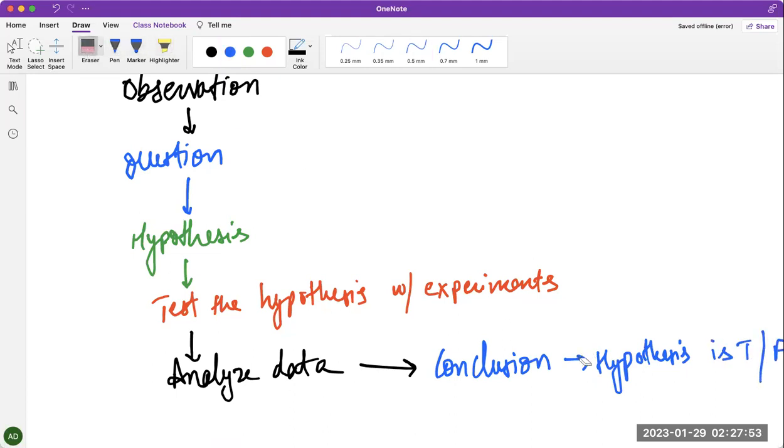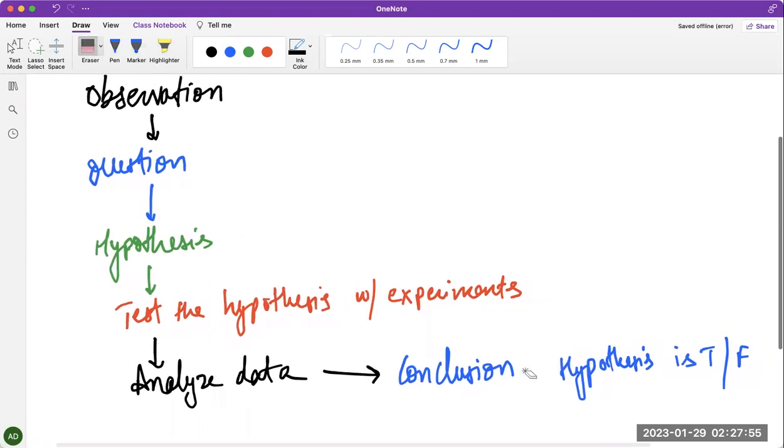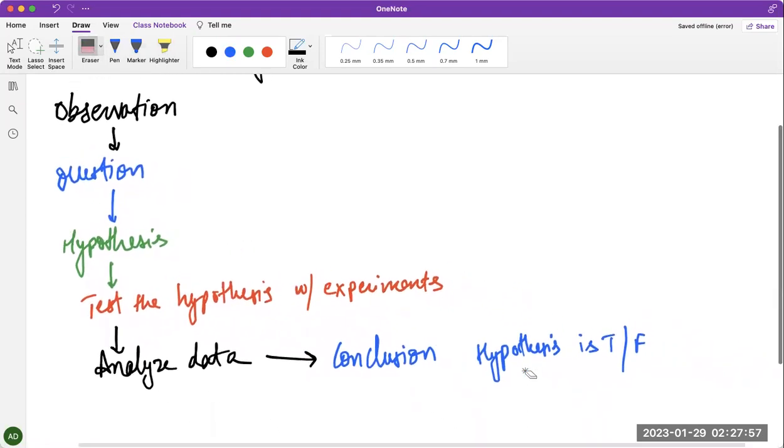Now, if your hypothesis is true, that's great. And if you want, you can do some more experiments to prove it more, or you can take it to your colleagues and peers to review it, and then you can publish that data.